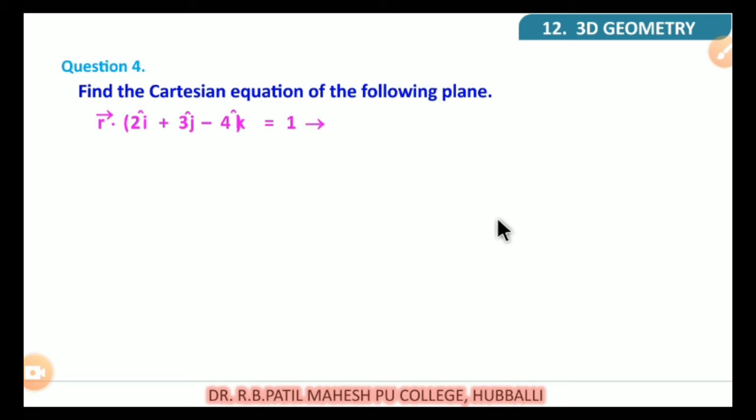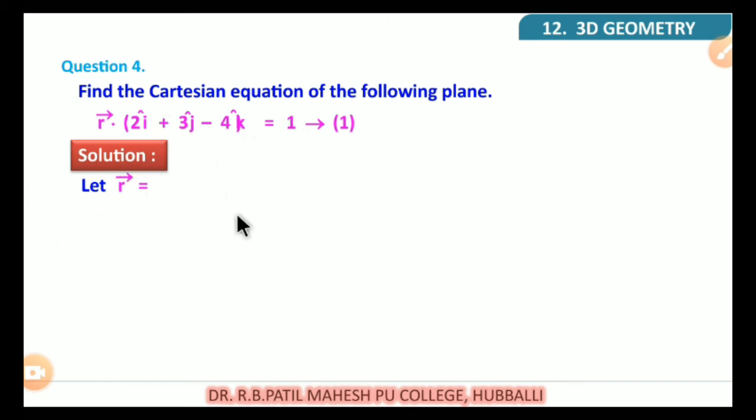Question number 4. Find the Cartesian equation of the following plane. r dot (2i plus 3j minus 4k) is equal to 1. Now, using the same procedure as in the previous example, here also you can find the Cartesian equation. So consider this given equation of plane as equation number 1. For the solution, let the equation of the plane be r dot 2i plus 3j minus 4k is equal to 1.